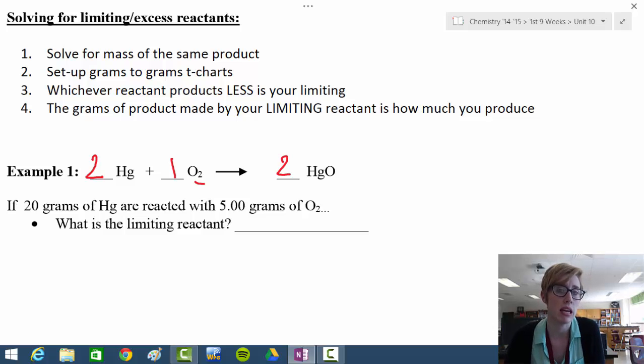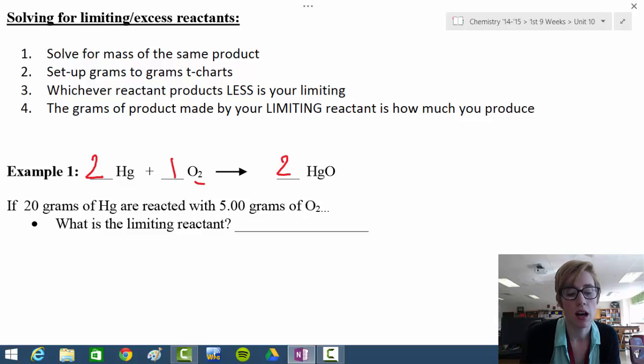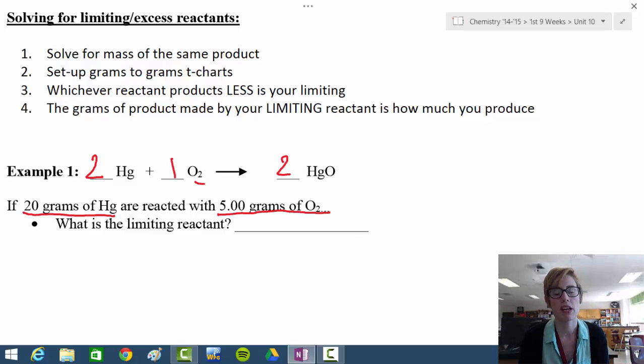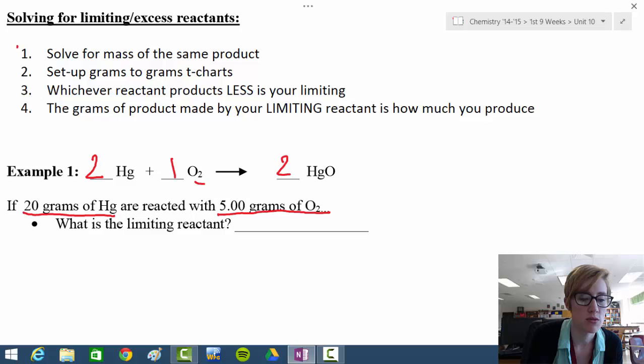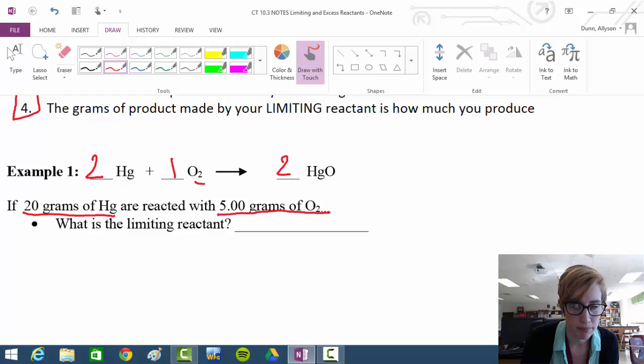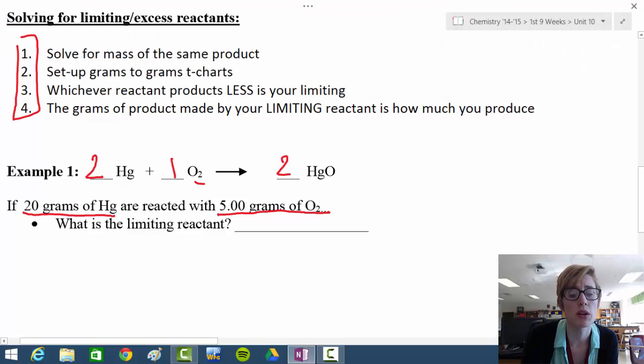Well, I'm not really given exact amounts. I'm given 20 grams of mercury, and I'm given 5 grams of oxygen, and it's asking me which one am I going to run out of first? What's our limiting reactant? Are we going to run out of oxygen? Will that be our limiting reactant? Or are we going to run out of mercury? So these are the 4 steps that I would recommend writing down, the 4 steps that we follow in order to solve this problem. The first thing we're going to do is take our grams of our reactants, and we're really going to have 2 problems.